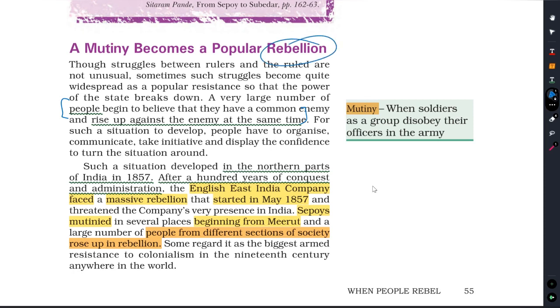In the northern parts of the country, in 1857, after 100 years of conquest and administration by the East India Company. The East India Company came to India in 1600 and they started to conquer some regions from 1757 onwards. Which were those two battles which led to the conquest of Indian regions? The Battle of Buxar and the Battle of Plassey. After ruling for over 100 years, the East India Company faced a massive rebellion which started in May 1857. This year is very important.